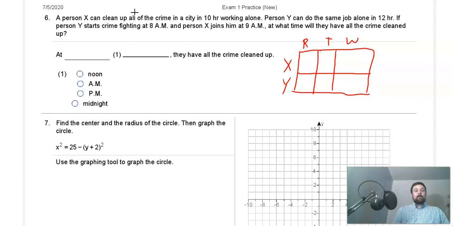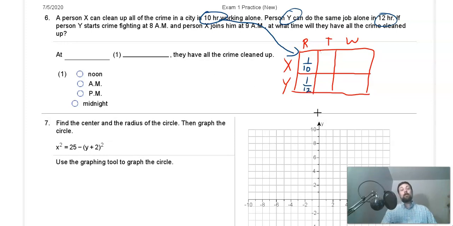So person X cleans up all the crime in a city in 10 hours working alone, which means his speed is 1/10. He gets 1/10 of the job done per hour. That's how fast person X works. Person Y can do the same job alone in 12 hours, so person Y's speed is 1/12. He gets 1/12 of the job done per hour. That's how fast person Y works.